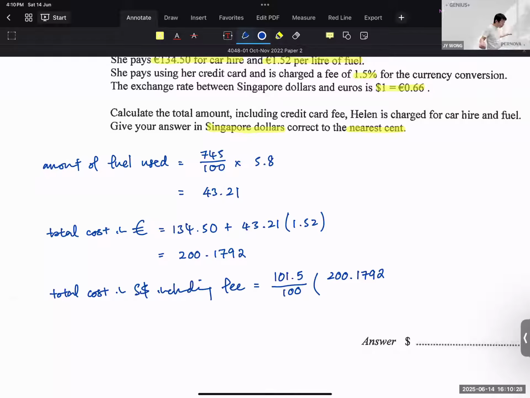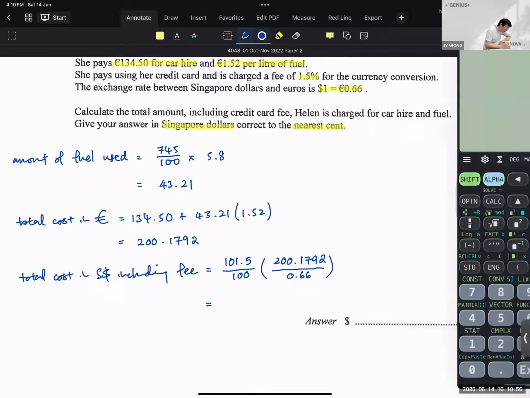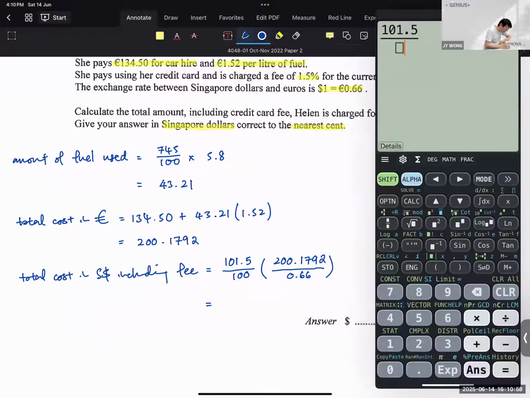So for your currency exchange, even if you don't understand specifically why it works that way, you apply a bit of logic to it. It has to be divided by the fraction so that you get a larger number, because your Sing dollar value must be larger, not smaller, than the euro value. Okay, the 101.5 out of 100 already accounts for the currency conversion fee. Therefore, you just press the whole thing into your calculator.